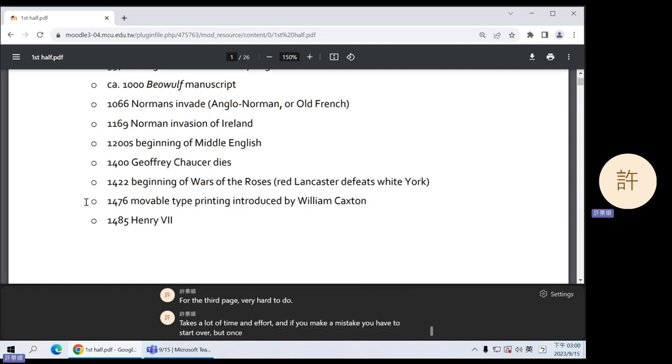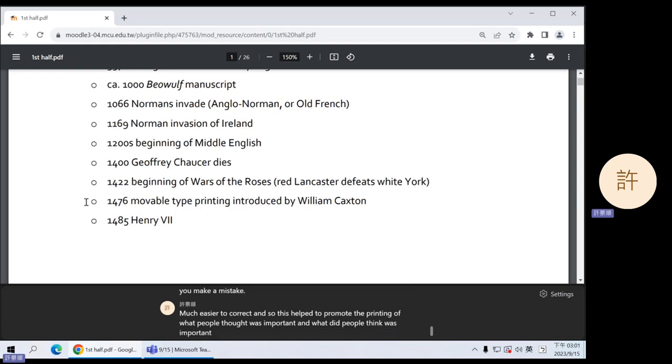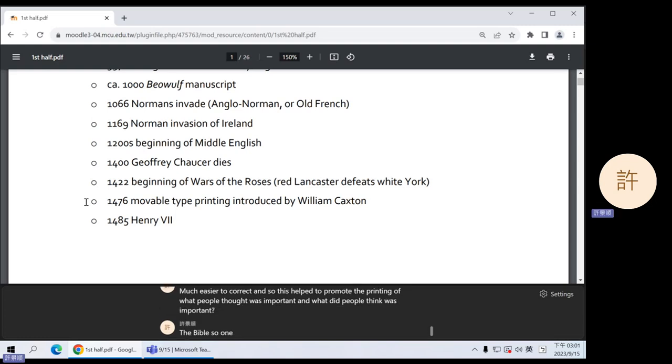But once Caxton invented movable type, it's not one sheet of metal. Each letter is one block. And so if you need to print the next page, you just take those letters and rearrange them into the next page. Much faster. If you make a mistake, much easier to correct. And so this helped to promote the printing of what people thought was important. And what did people think was important? The Bible. So one of the first things that Caxton printed was a version of the Bible.